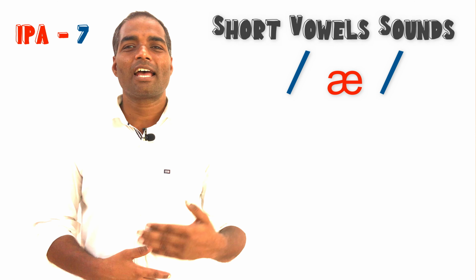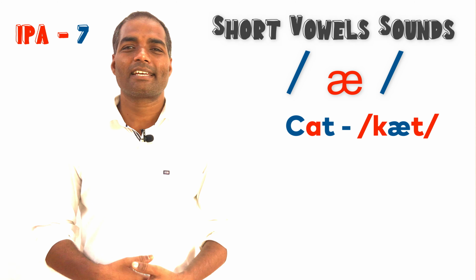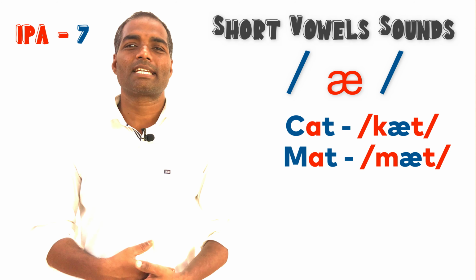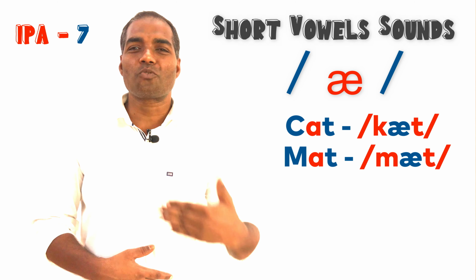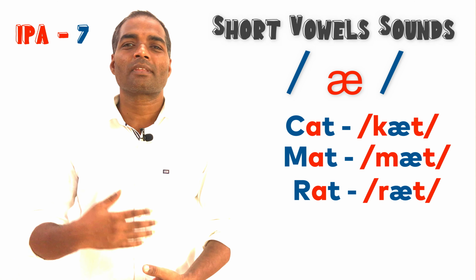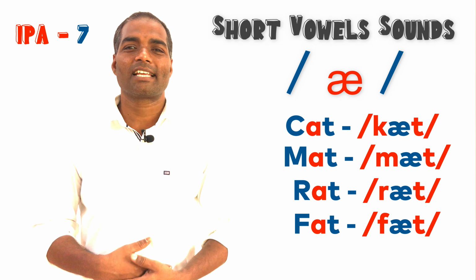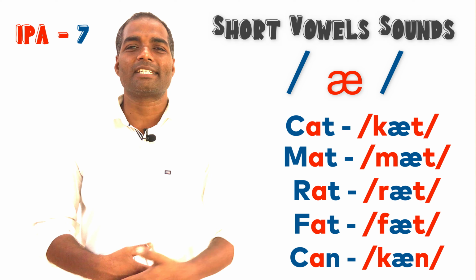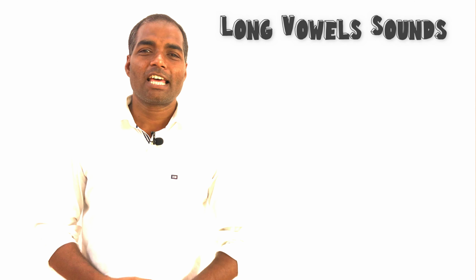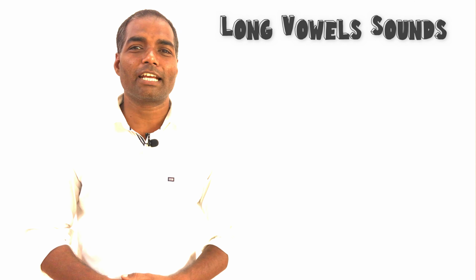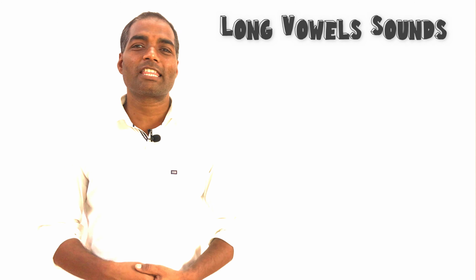Example words: can't, meant, rant, fan, can. Long vowel sounds. There are 5 long vowel sounds in the English language, starting with the long e sound.